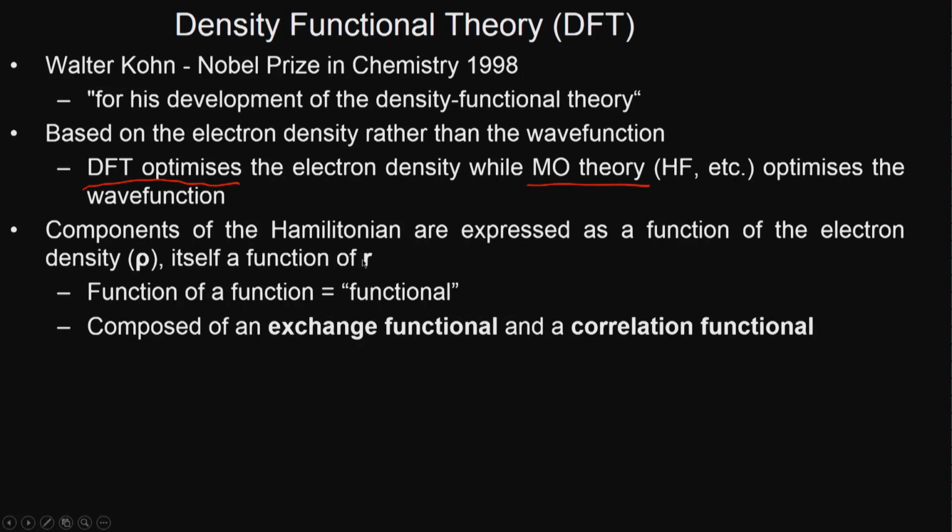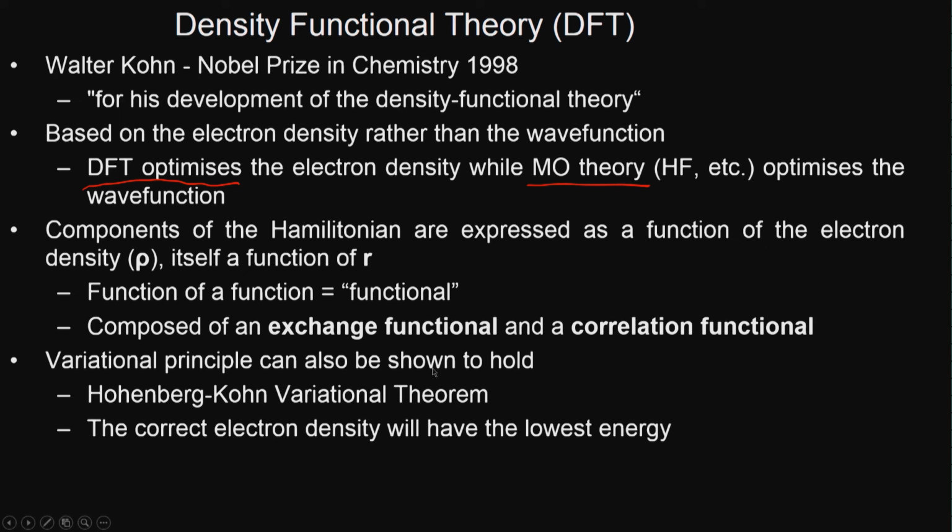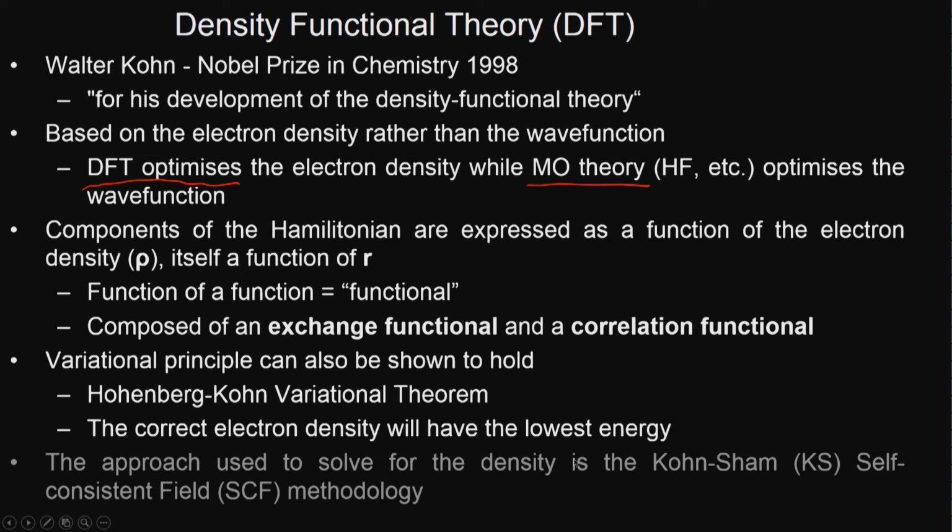Okay, the components of the Hamiltonian are expressed as a function of the electron density, rho, which is itself a function of r. r, as you know, is the location. So it is a function of a function, composed of an exchange functional and a correlation functional. The variational principle can also be shown to hold, the Hohenberg-Kohn variational theorem. The correct electron density will have the lowest energy. Okay, the approach used to solve for the density is the Kohn-Sham self-consistent field methodology. This is how density functional theory works.